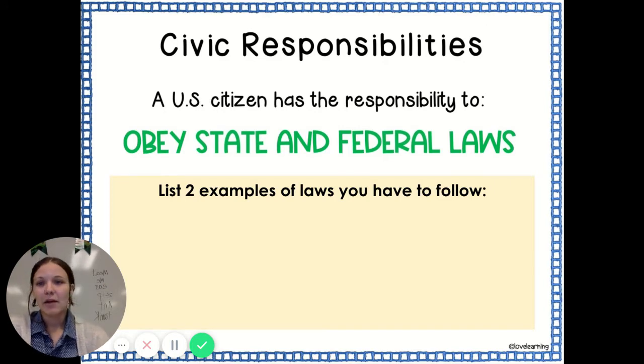Next, we have a U.S. citizen has the responsibility to obey state and federal laws. So this is one of our responsibilities. Some state and federal laws, like a state law is you have to wear your seatbelt when you're driving. So that's a state law. We are required to follow the law, and if you are driving and a police officer sees that you don't have your seatbelt on, you can get pulled over and get a ticket for that. So there's a lot of examples of state and federal laws. So put 2 examples of laws you have to follow.